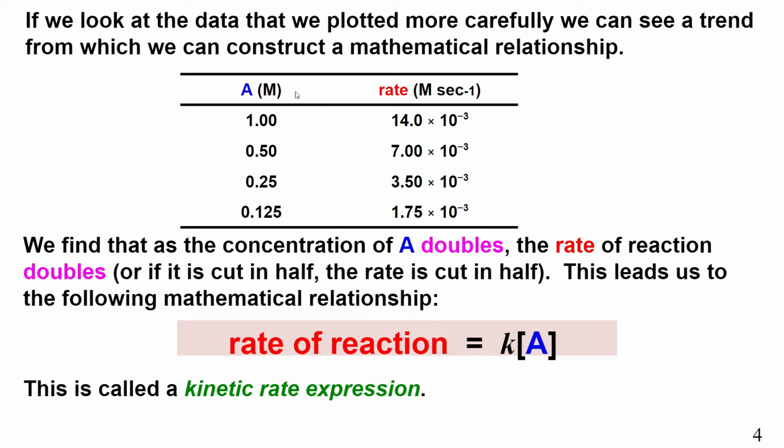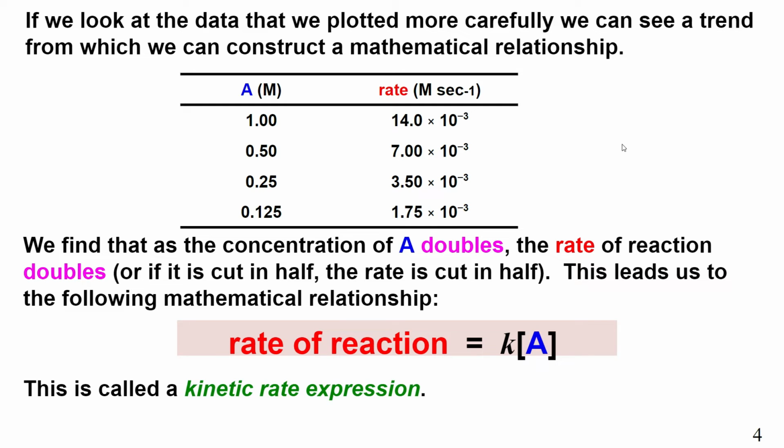Once again, concentration is in molarity. My rate, we know, is molarity over time. In this case, seconds is on the bottom here, so seconds to the minus 1 just means that it's molarity over seconds. Now, I have my concentration with my rate, concentration with my rate, and so on.